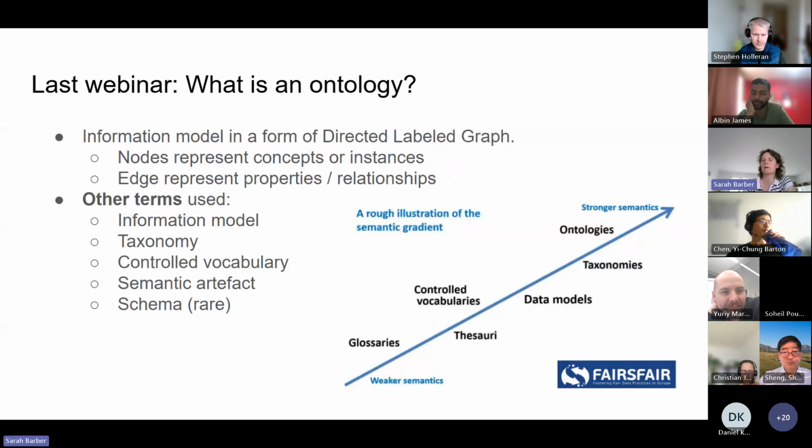I'm just going over this quickly because I've already almost got to the end of my time in the time plan. Other terms that get used for ontology are things like information model, taxonomy, controlled vocabulary, semantic artifact, schema.